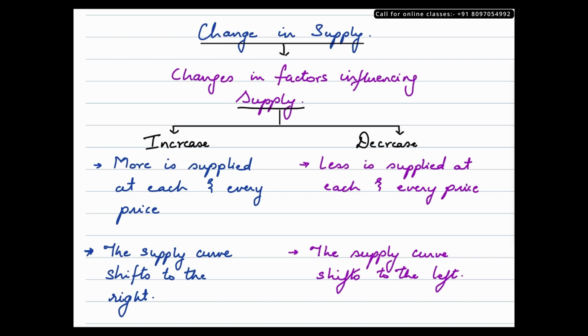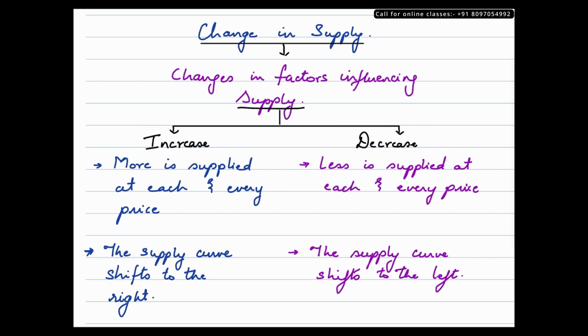So when we talk about change in supply, we are focusing on the factors that influence supply other than the price of the commodity. For all those people who have just landed upon this video and are confused with regards to what is quantity supplied and what is supply, you can take a look at the video previous to this, which was changes in quantity supplied, and then come back to this video. When all the factors that influence supply other than the price of the commodity change, they would cause the supply to either increase or decrease.